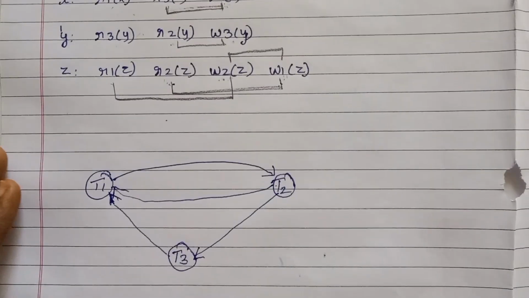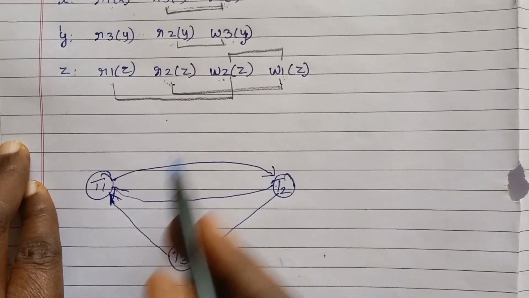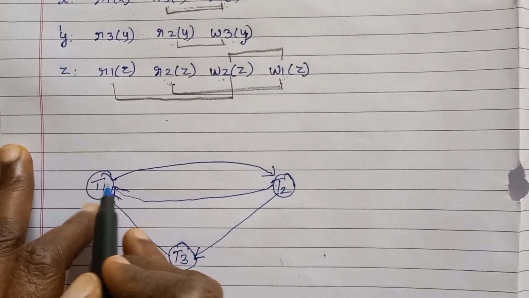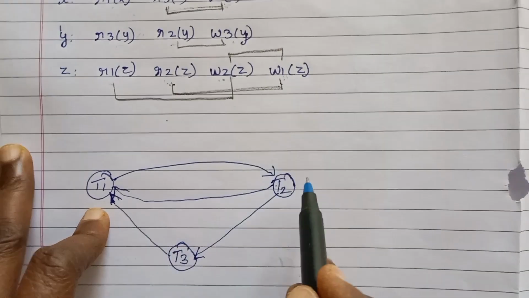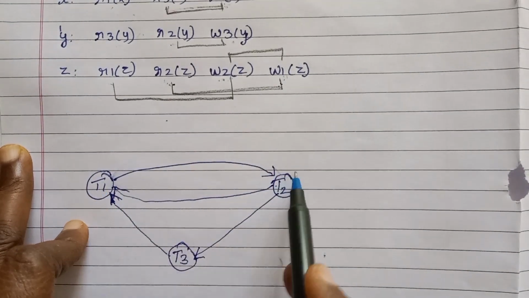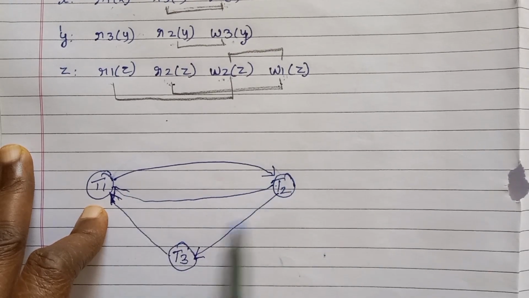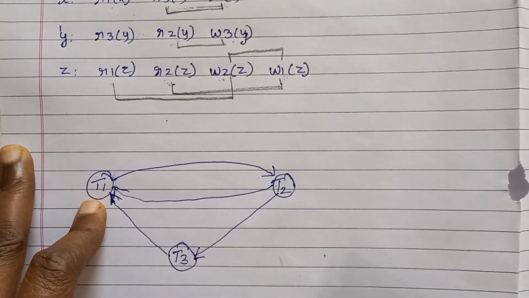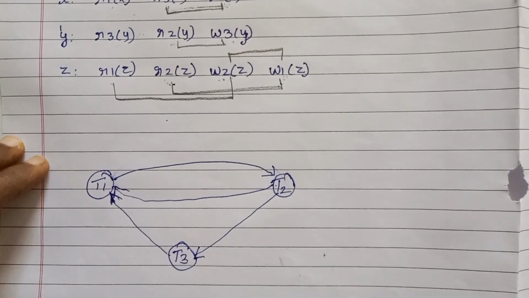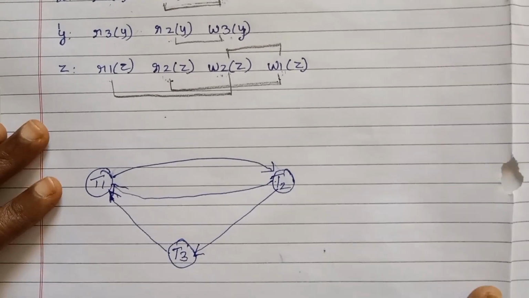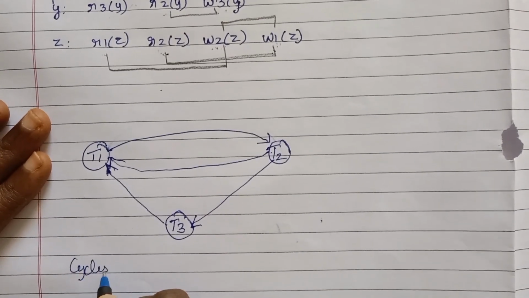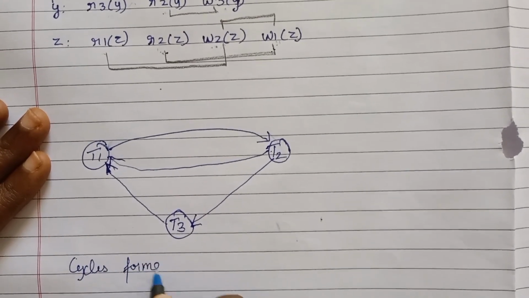So look at the graph. See whether a cycle is coming here. See, T2 to T3, T3 to T1, then from T1 to T2. So this itself is a cycle. Also here you see T1 and T2, this itself forms a cycle. So there are nearly 2 cycles here. So what is the answer? The answer is cycles are formed.